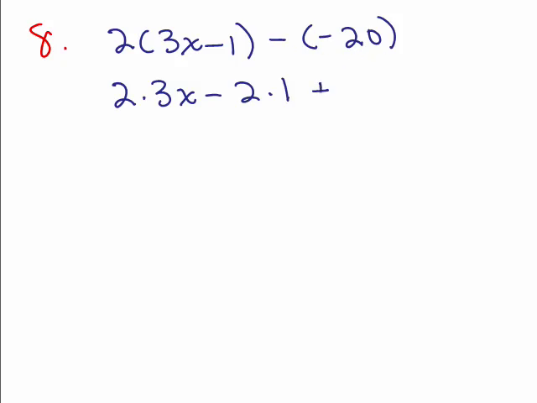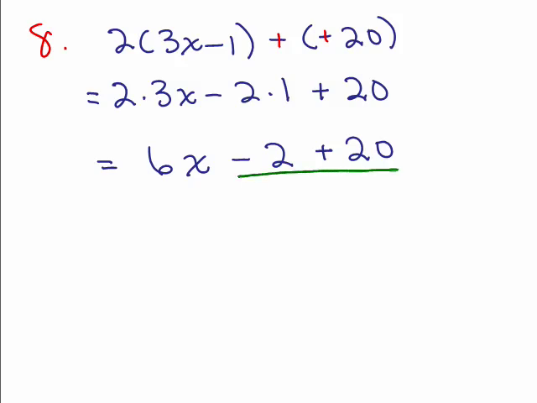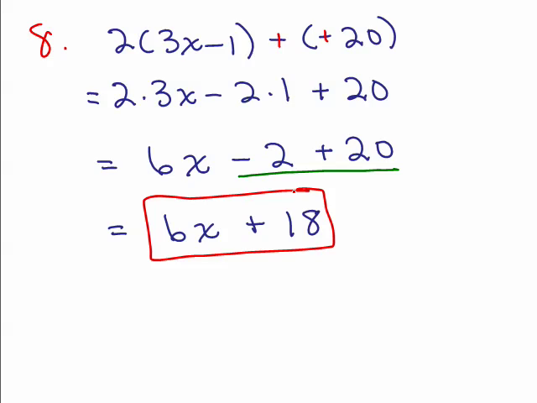So that's going to be plus 20, right? Minus a negative, you could write as plus. So what do we have here? 2 times 3x is 6x minus 2 plus 20. All right, so we've removed the parentheses, but I need to simplify it by adding like terms, and these are the two like terms, the negative 2 and the plus 20. So I have to add negative 2 and plus 20, that'll be 18, so that your final answer is 6x plus 18.